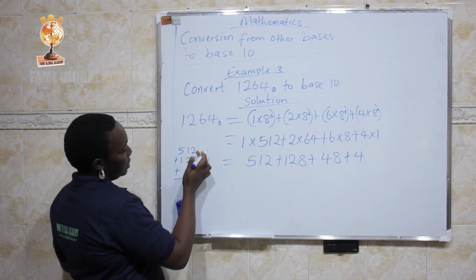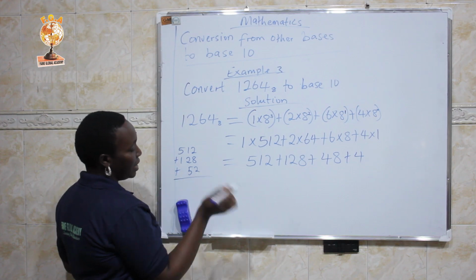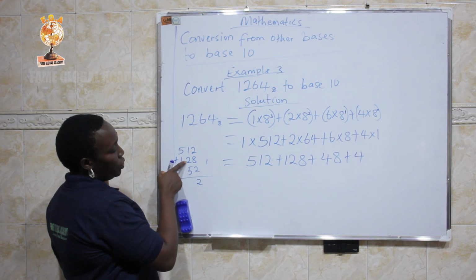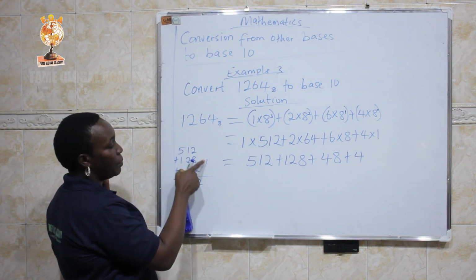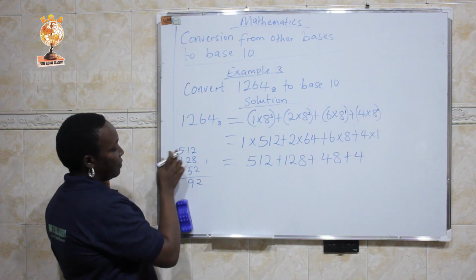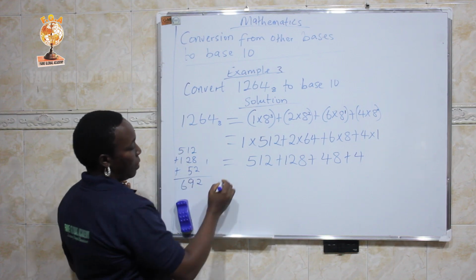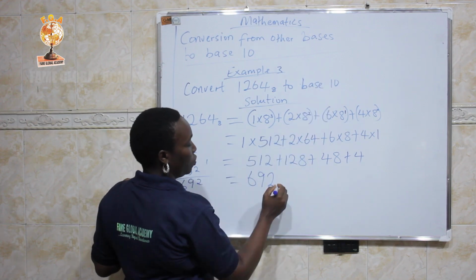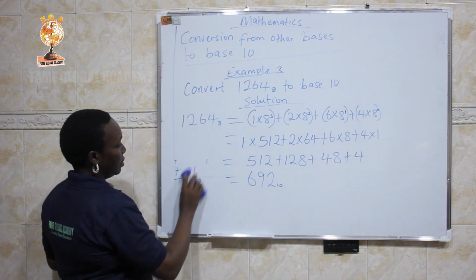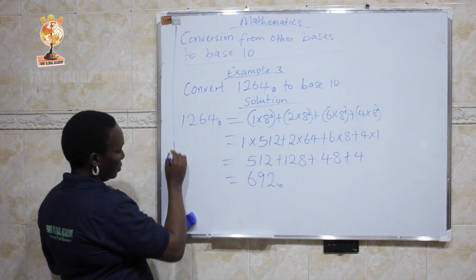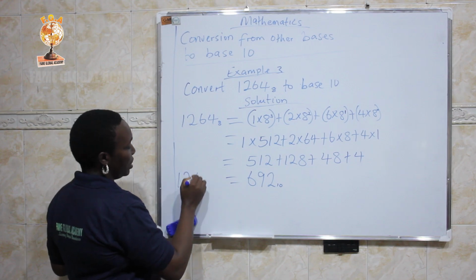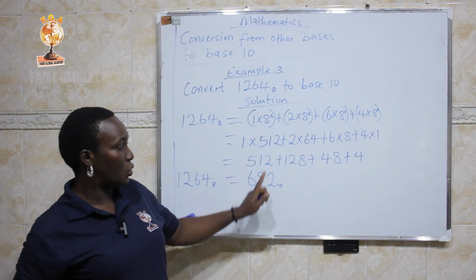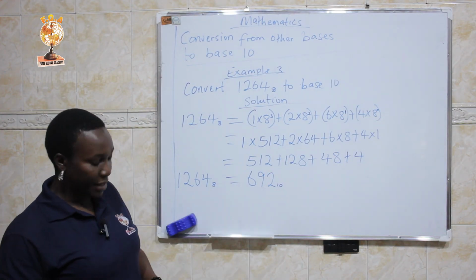So let's add. This 8 plus 2 is 10, plus 2, that's 12. Write 2, carry 1. We have 5 plus 2, 7, plus 1, 8, plus this one, 9. And 5 plus 1 is what? 6. So our answer is 692 to base what? 10, because we are converting to base 10. Okay. So let's clean the solving. So therefore, 1264 base 8 is equal to 692 base 10. So that is our answer.